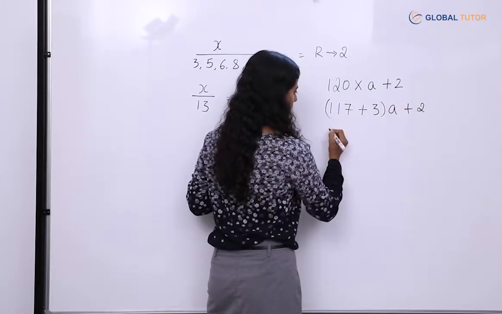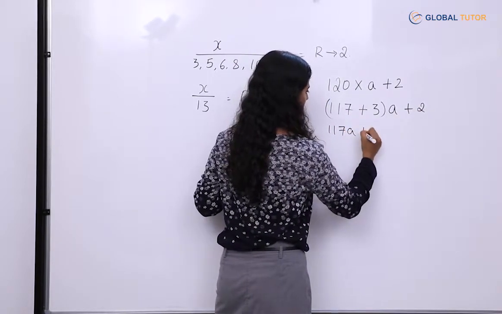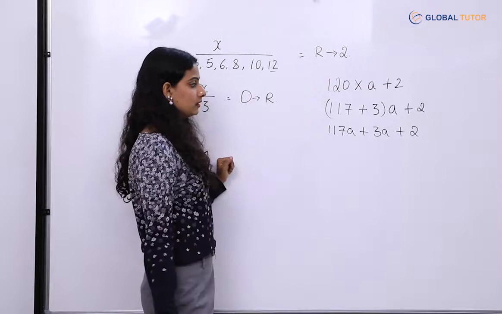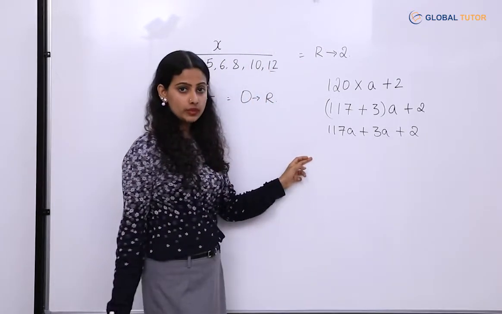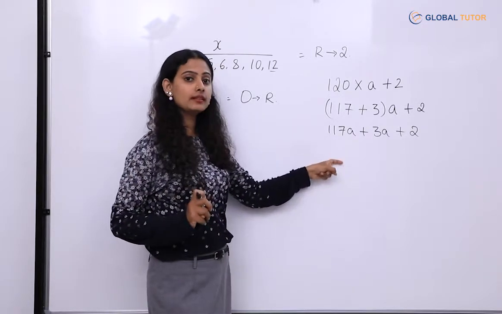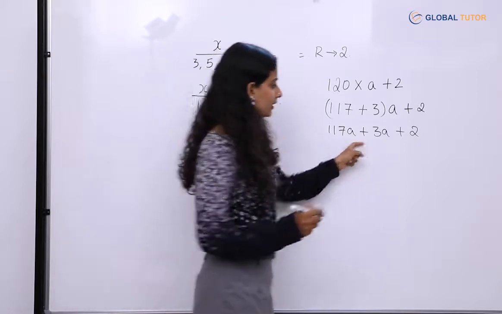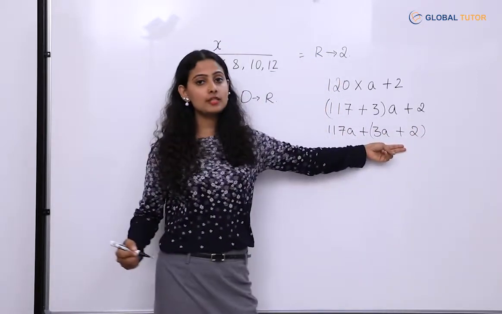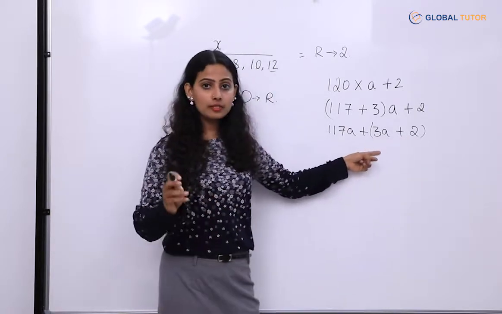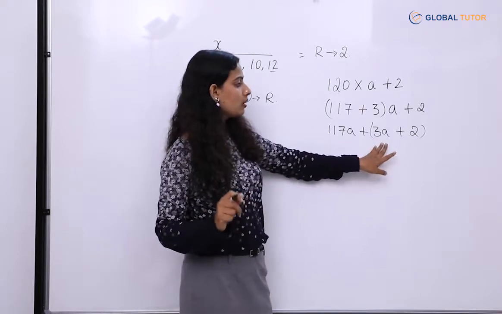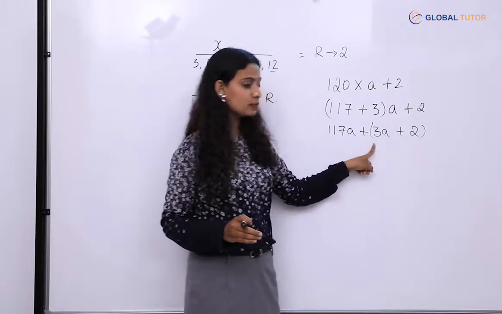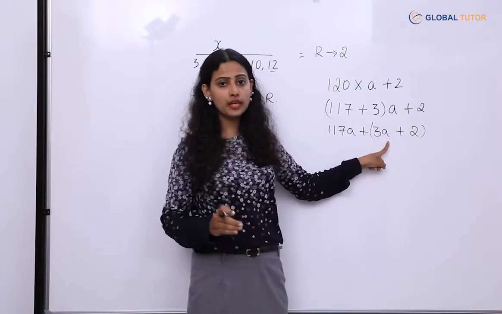So this will become 117a plus 3a plus 2. Here this entire number has to be divisible by 13. 117 is anyway divisible by 13 because 13 nines are 117. Now 3a plus 2 has to be also divisible by 13. Now, which is the first number that you can think of as a multiple of 13? If this number has to be 13, then 3a has to be 11.